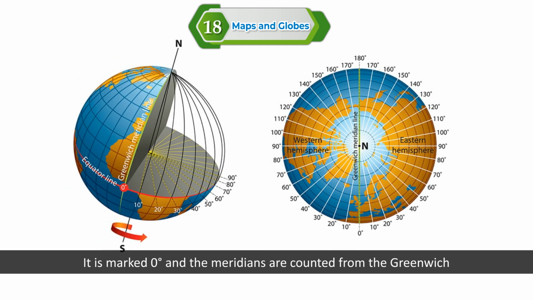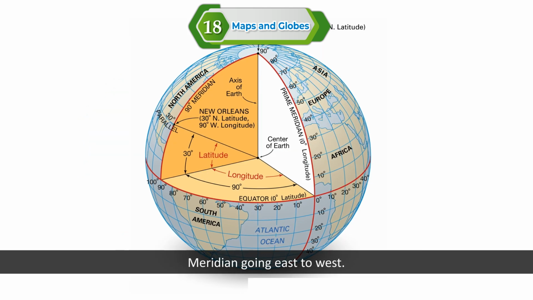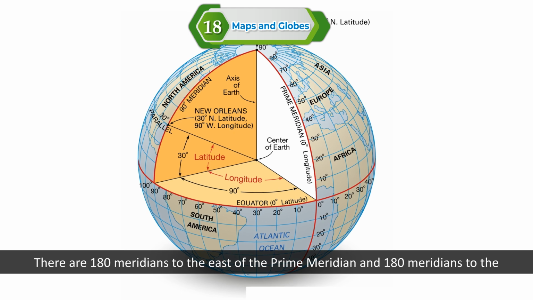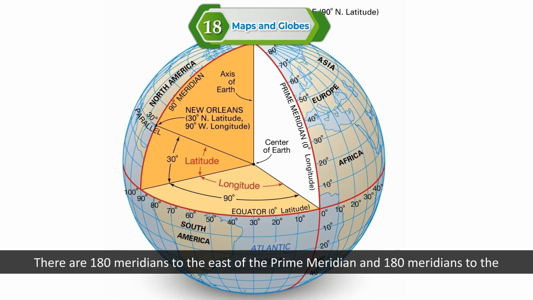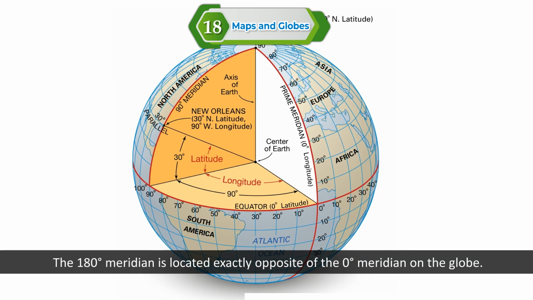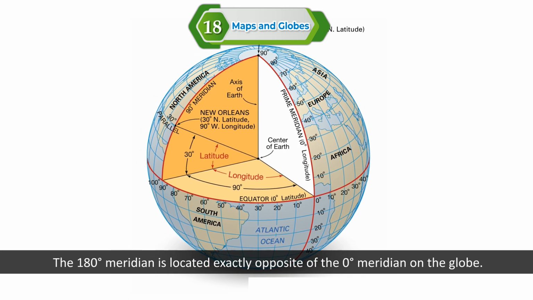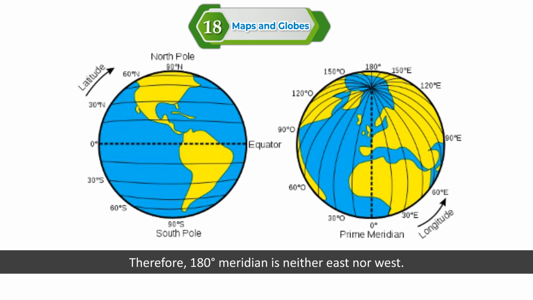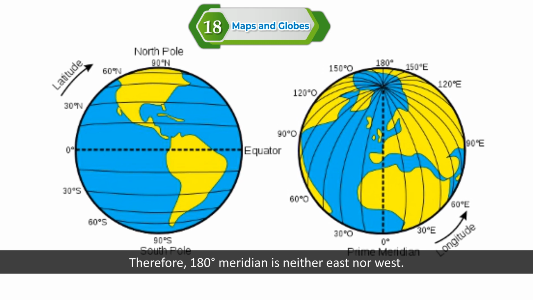It is marked 0 degree and the meridians are counted from the Greenwich meridian going east to west. There are 180 meridians to the east of the prime meridian and 180 meridians to the west of the prime meridian. The 180 degree meridian is located exactly opposite of the 0 degree meridian on the globe. Therefore, 180 degrees meridian is neither east nor west.